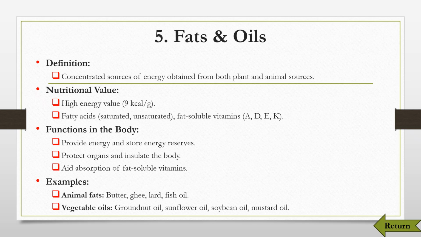Fats and oils. Fats and oils are concentrated energy sources. They help absorb vitamins like A, D, E, and K and protect our organs. But too much fat, especially fried and oily food, can cause obesity and heart disease. So here's a quick question. How many times a week do you eat fried food? Maybe it's time to cut down a little.